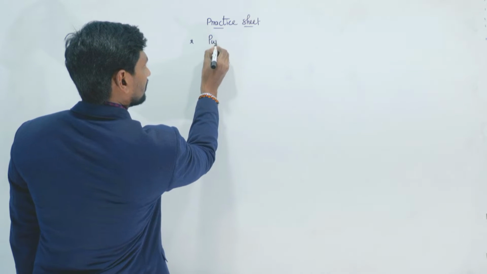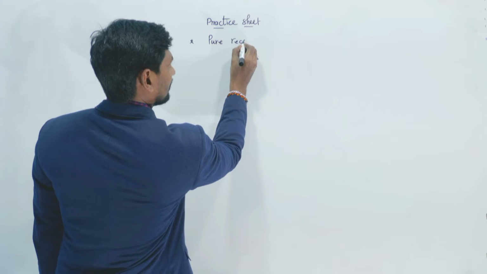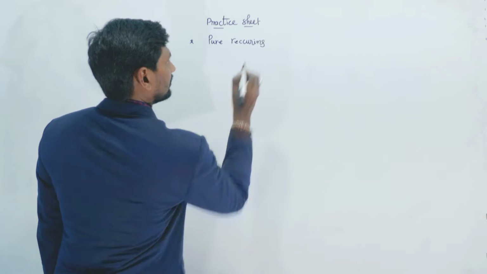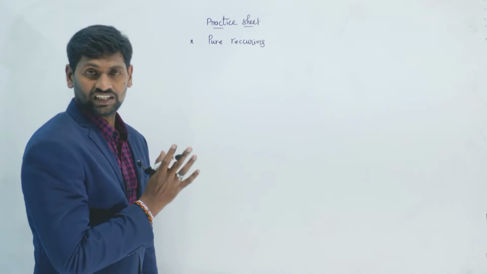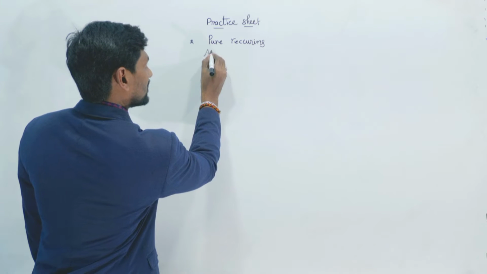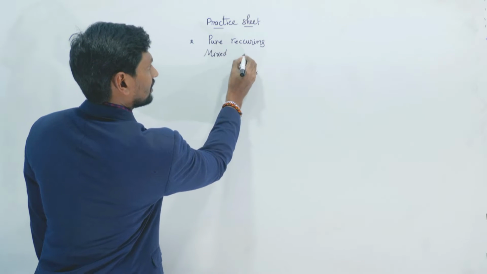So pure recurring is nothing but repeating. Recurring is nothing but repeating. So this is mixed recurring.